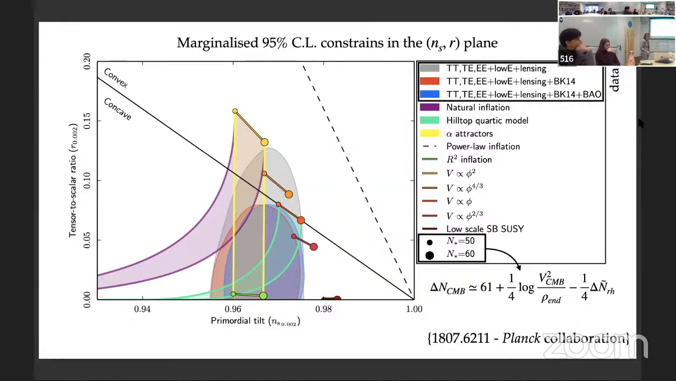Okay. Next, is there anything that prevents the upper bound on N star from being 1000? Yeah, the reasonable values of N star have to be between 40 and 70, sorry. And where does that come from? It comes from the bounds on the duration of inflation. But we can look at that. Yeah.